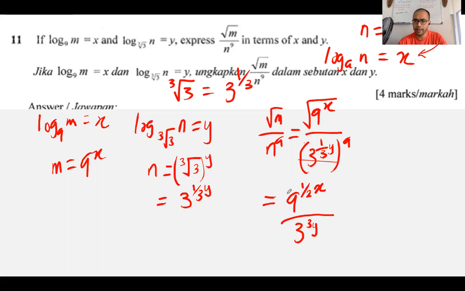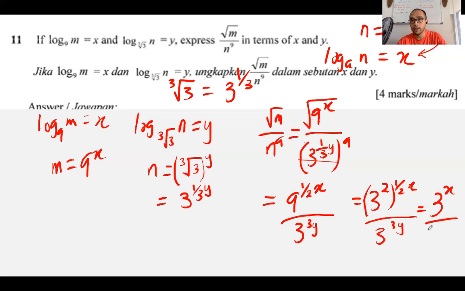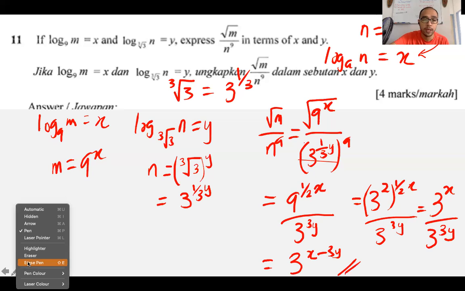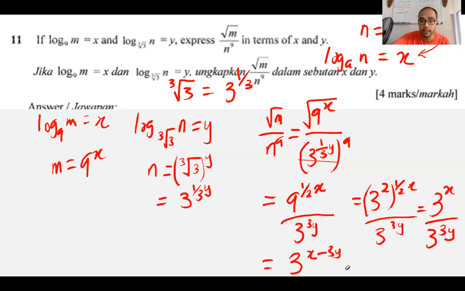Tapi the problem is ada 9. So we need to change this to 3 to the power of 2. Okay, to the power of half x over 3 to the power of 3y. So this will give me 3 to the power of x over 3 to the power of 3y. Now, since this is divide, our final and last step will be 3 to the power of x minus 3y. This is the final answer. Okay, 3 to the power of x minus 3y.